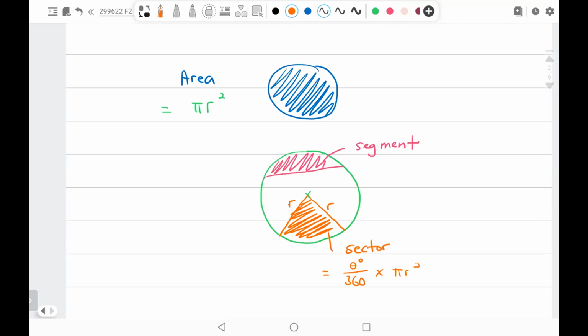Because going back to the definition, it is part of the area of the circle. Okay, so until here, is everyone okay or not? Joe? Okay, so everyone can.